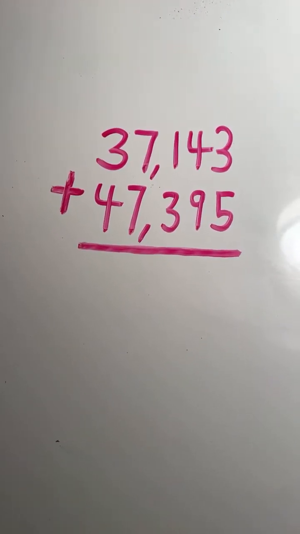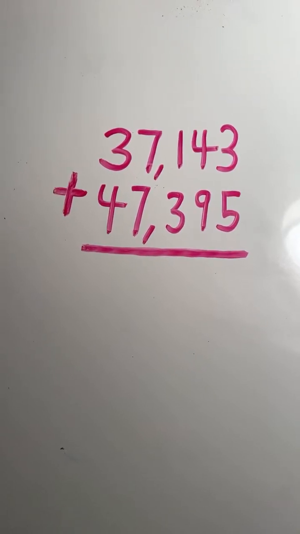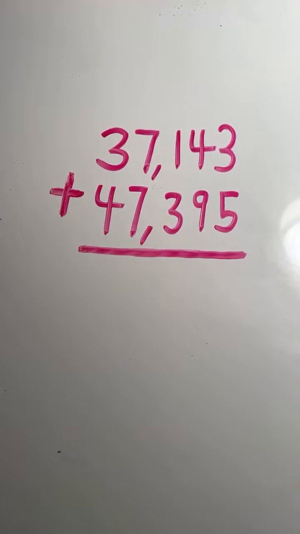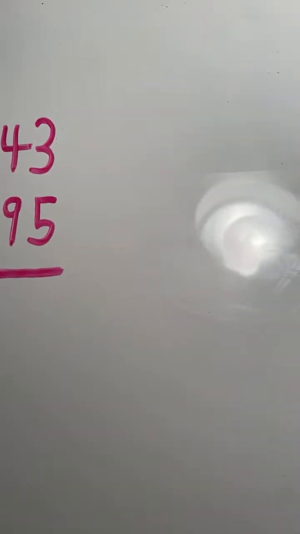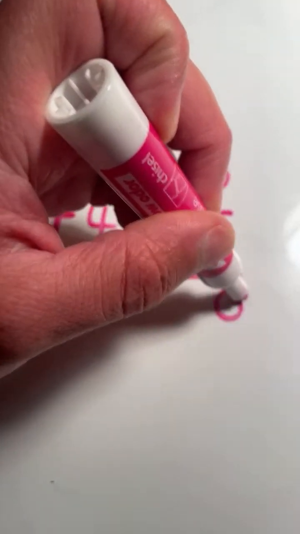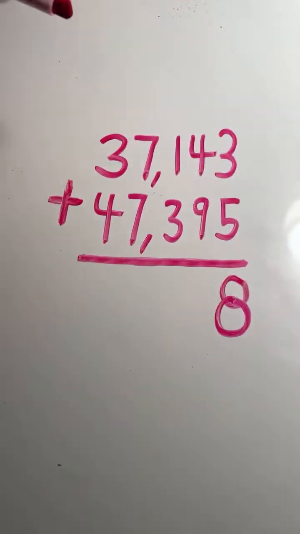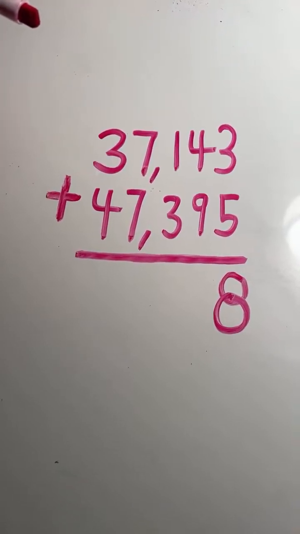So whenever we're adding numbers, whether it be single digit or multi-digit addition, we always want to start in the ones place. We always want to start with the digits all the way to the right. So we are going to start by adding 3 plus 5. 3 plus 5 equals 8. Now we do not need to regroup in the ones place because our sum is less than 10. We only regroup when our sum is 10 or more.